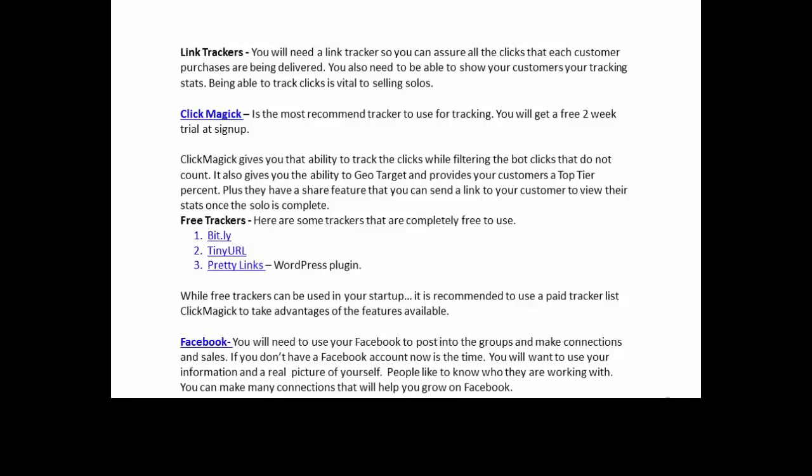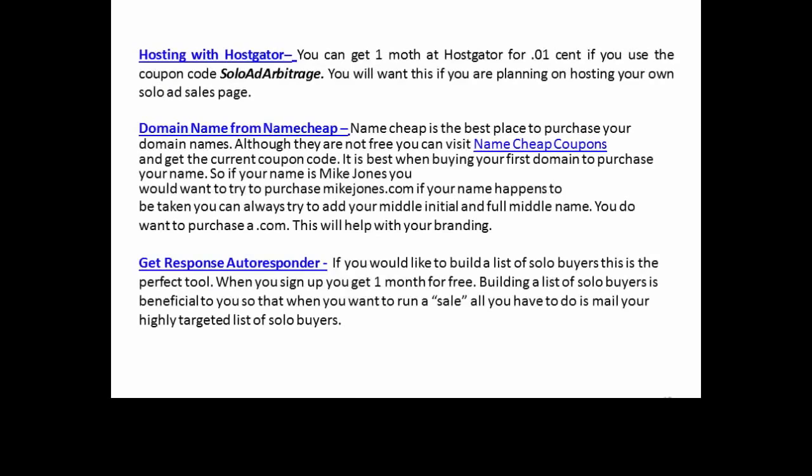Facebook. You will need to use your Facebook to post into the groups and make connections and sales. If you don't have a Facebook account, now is the time. You will want to use your information and a real picture of yourself. People like to know who they are working with. You can make many connections that will help you grow on Facebook.